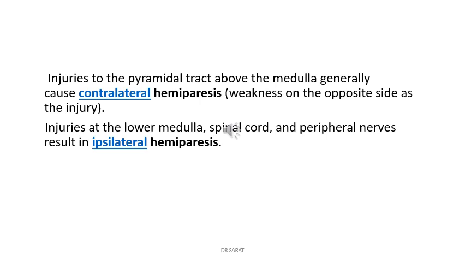And injuries at the lower part of the medulla, spinal cord and the peripheral nerves result in ipsilateral hemiparesis, since the remaining 20% of the corticospinal tract, that is the anterior corticospinal tract, runs down to the same side, that is the ipsilateral side, and it causes weakness on the same side if the lesion is below the medulla, in the spinal cord or the peripheral nerves.